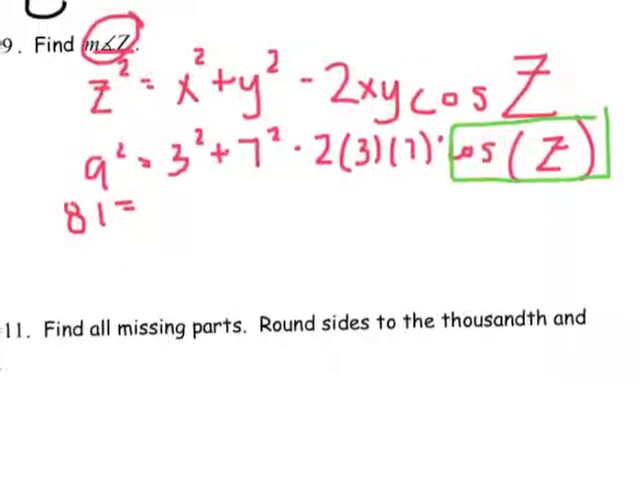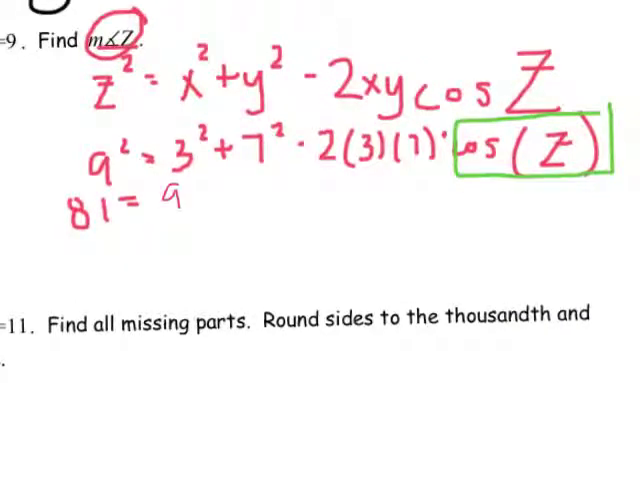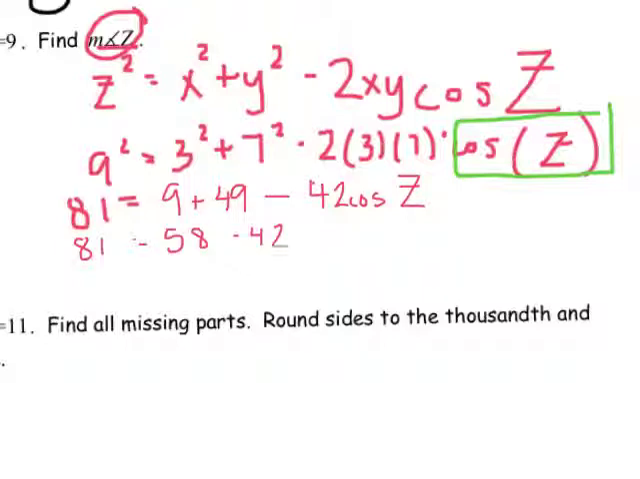3 squared is 9. Oops. 7 squared is 49. 2 times 3 is 6, times 7 is 42, and then cosine z. So right here, 9 plus 49 makes 58. So now I have 81 equals 58 minus 42 cosine z. Make sure you don't subtract that 42 from the 58 because this is like a variable. It's 42 cosine of z. It's not just 42. So you can't combine that right now.